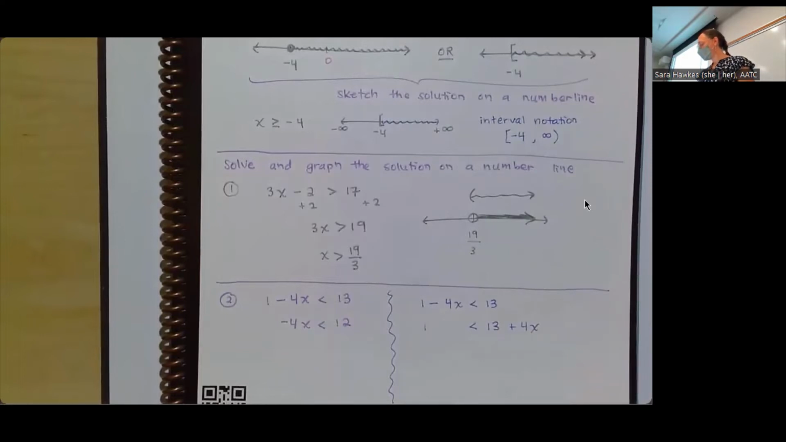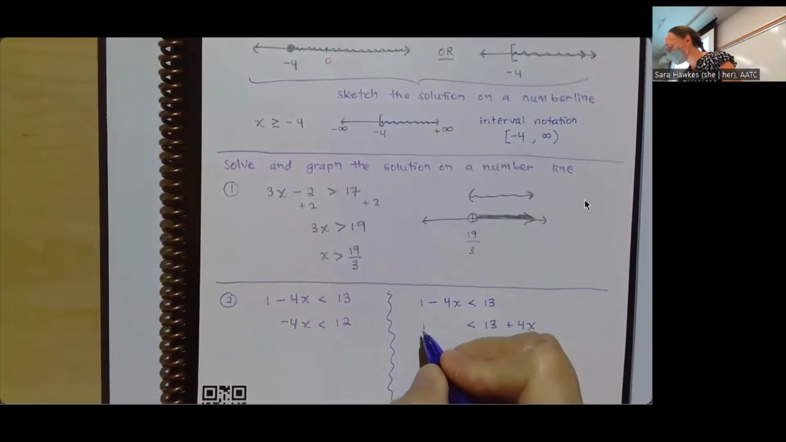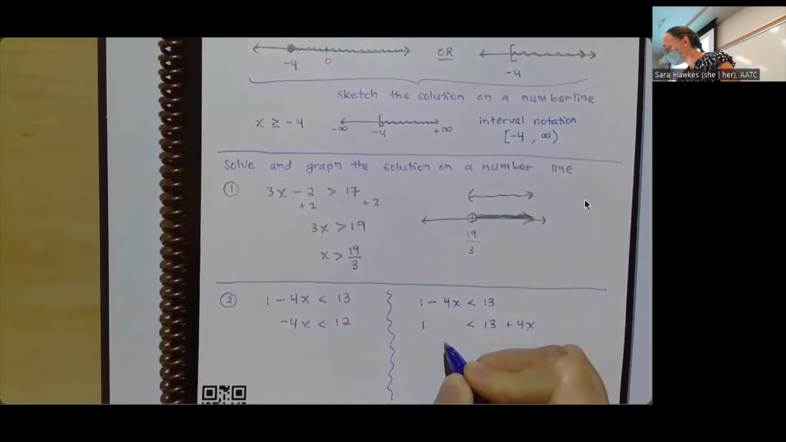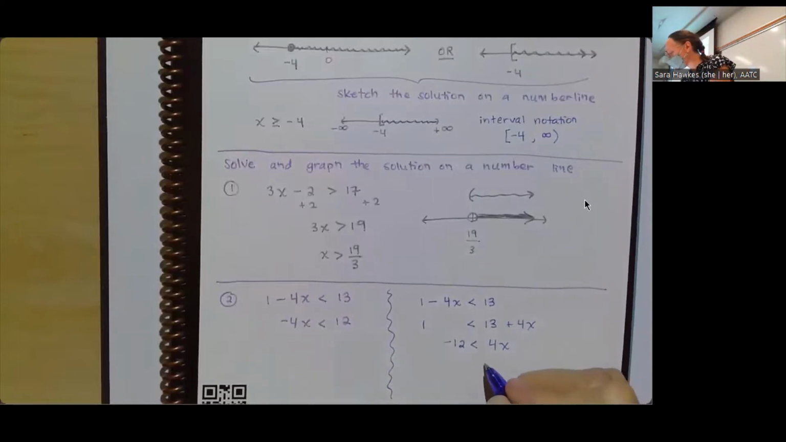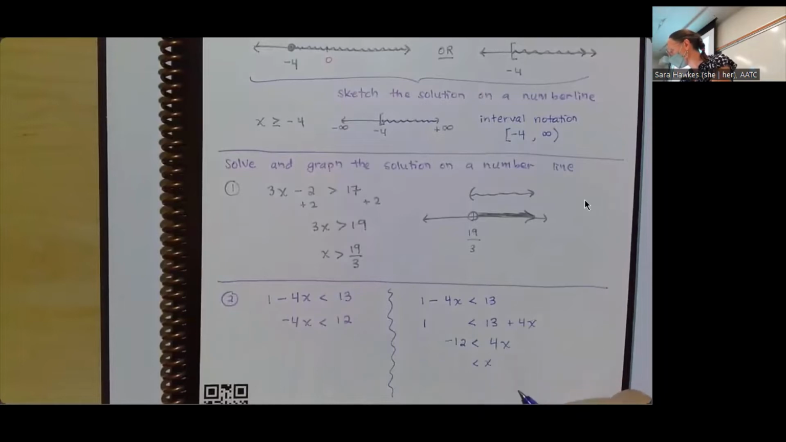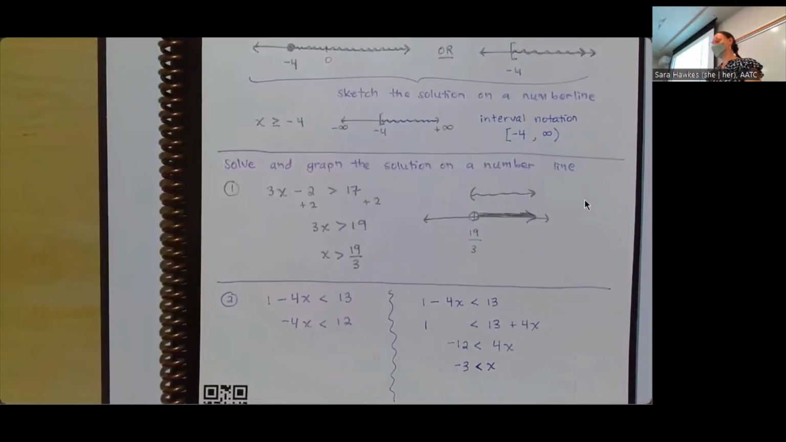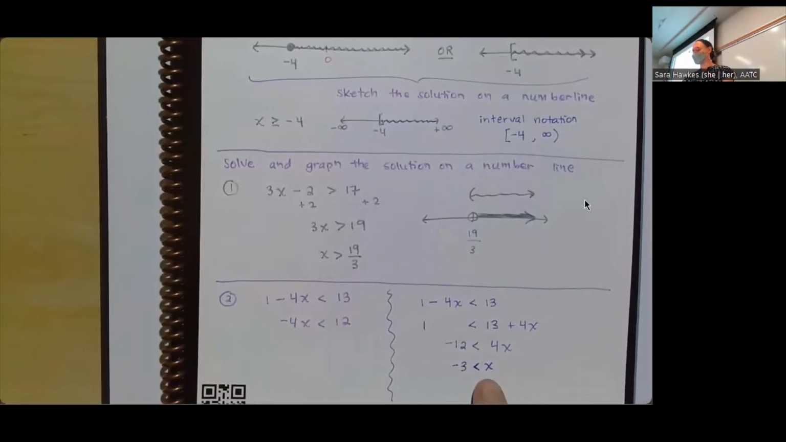And now I'm going to subtract 13 from both sides, which is going to leave me with negative 12 is less than 4x. Which means my final answer is going to look like, if I divide both sides by 4, negative 3 is less than x. Or, reading from right to left, x is greater than negative 3.